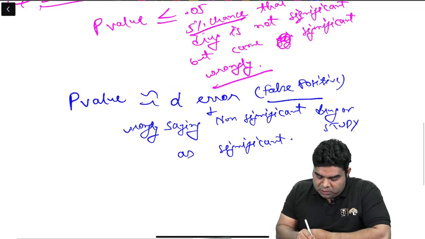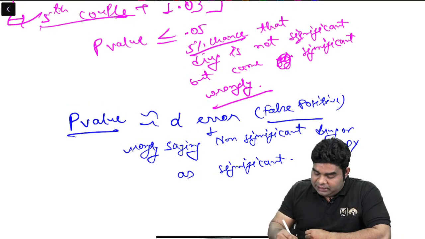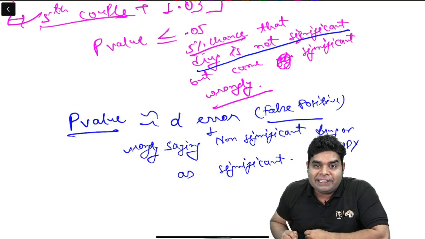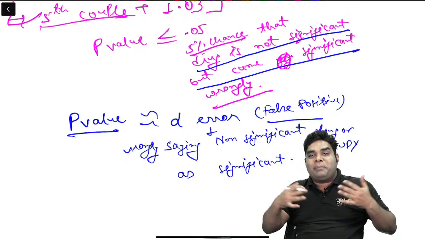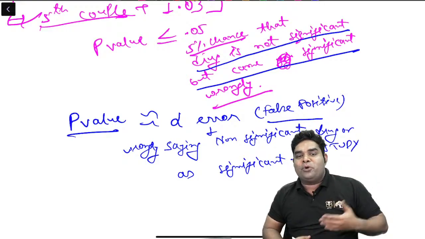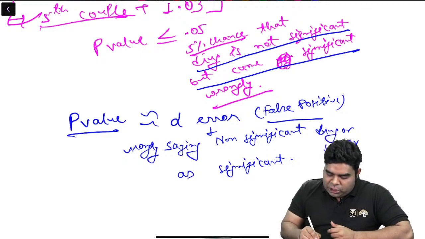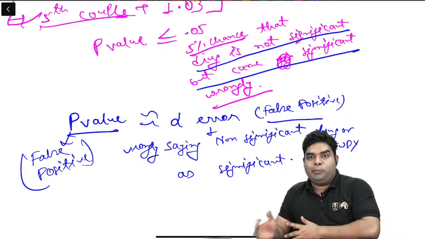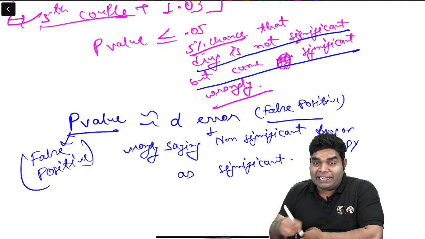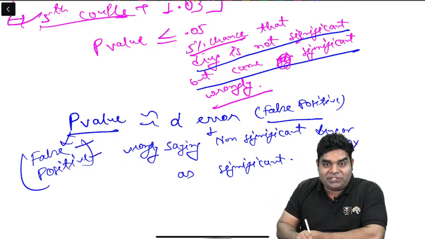And what is p-value? P-value is again the same thing. What is the probability that the drug is not significant but came out significant? And what is the probability that I am not pregnant but still you gave me the report of being pregnant? That is p-value, and that is alpha error. Both p-value and alpha error in a way mean false positive. What is the chance of getting a false positive report? What is the chance of getting a significant result by mistake, and a positive by mistake?